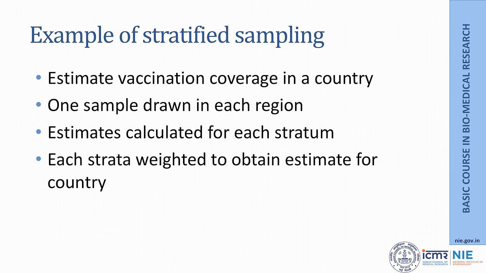Okay? An example of stratified sampling is, suppose you want to estimate the vaccination coverage in your country, one sample is drawn from each region, north, east, south and west, and the estimate is calculated for each stratum, and then at the end you can weight the strata according to the estimated size of the regions.